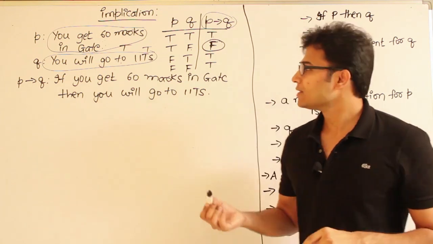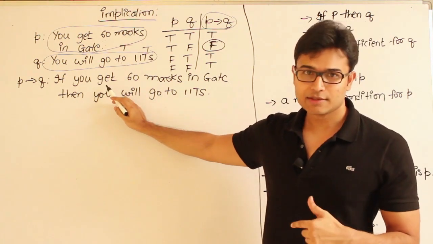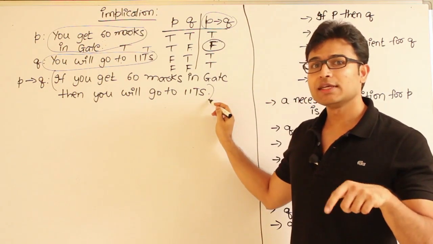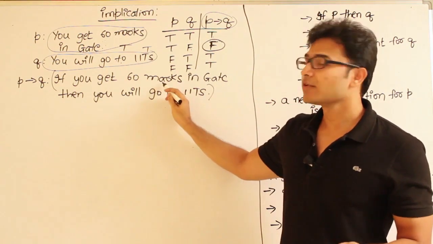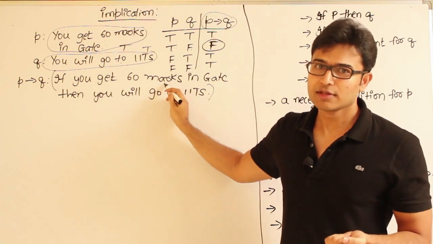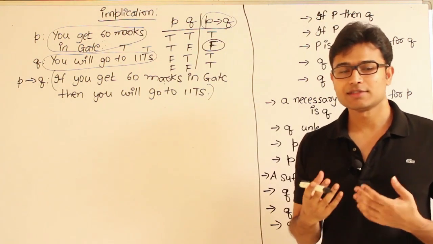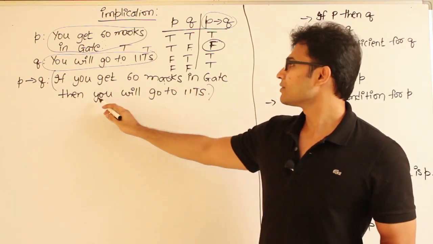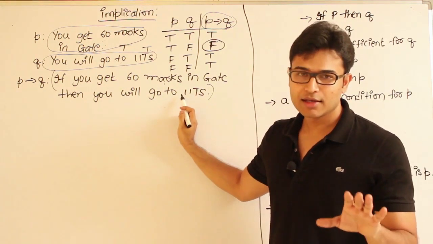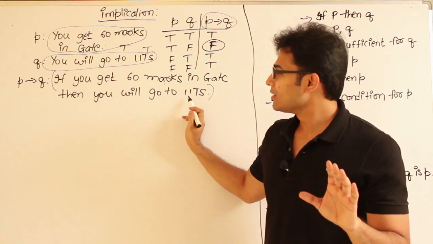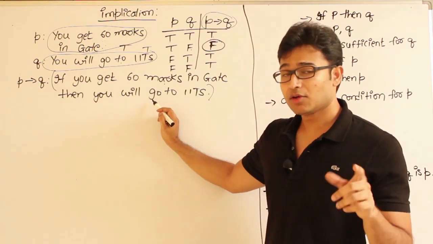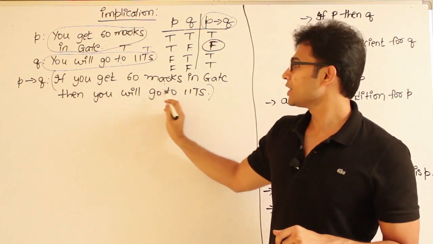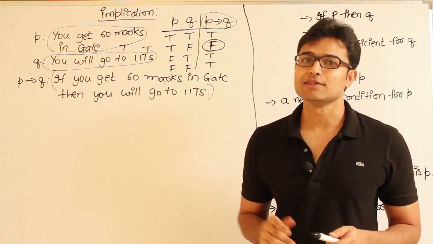So what does it mean? This statement P implies Q will have a different meaning in English and a different meaning in our logic. What is its meaning in English? If you get 60 marks in GATE, then you will go to IITs, right? It generally means, if you get 60 marks, you will go. It also means that in English, if you don't get 60 marks, then you cannot go into IITs. That is what it means in English.